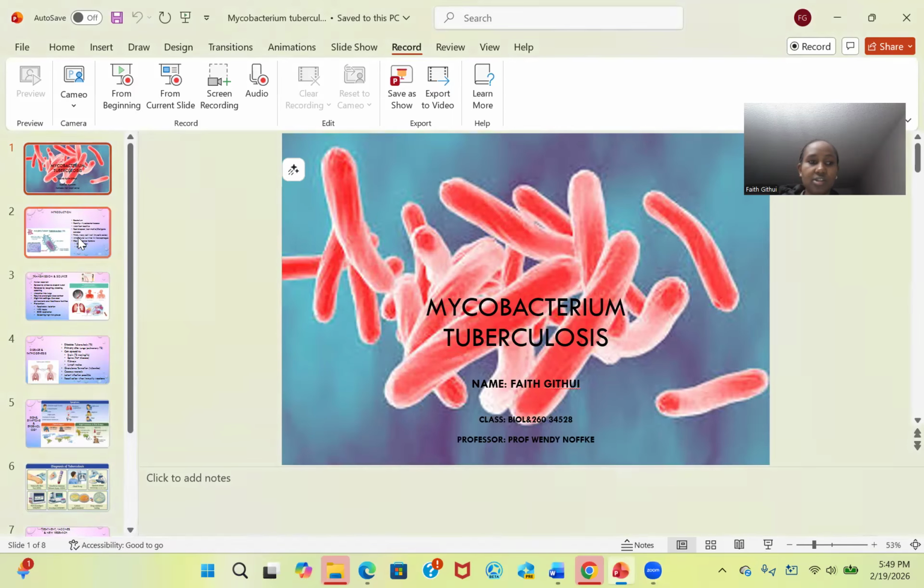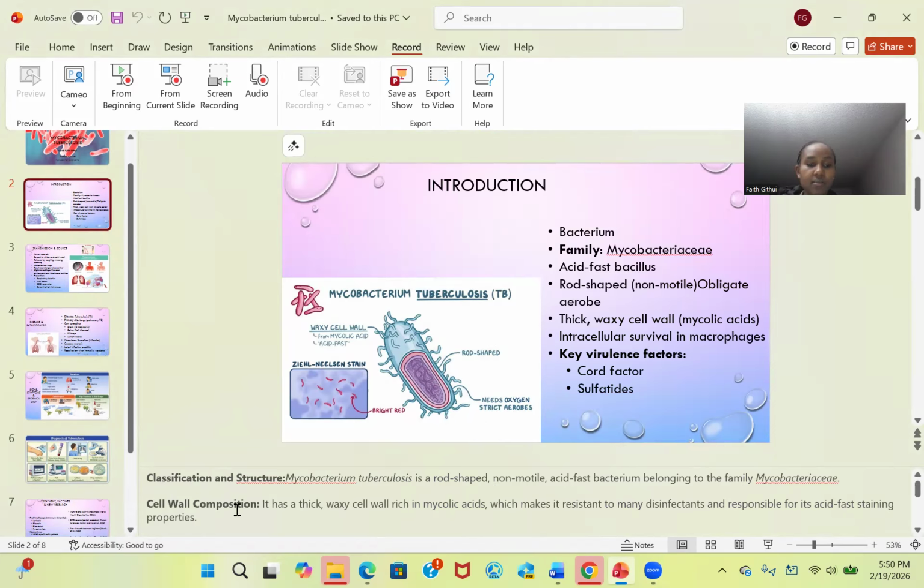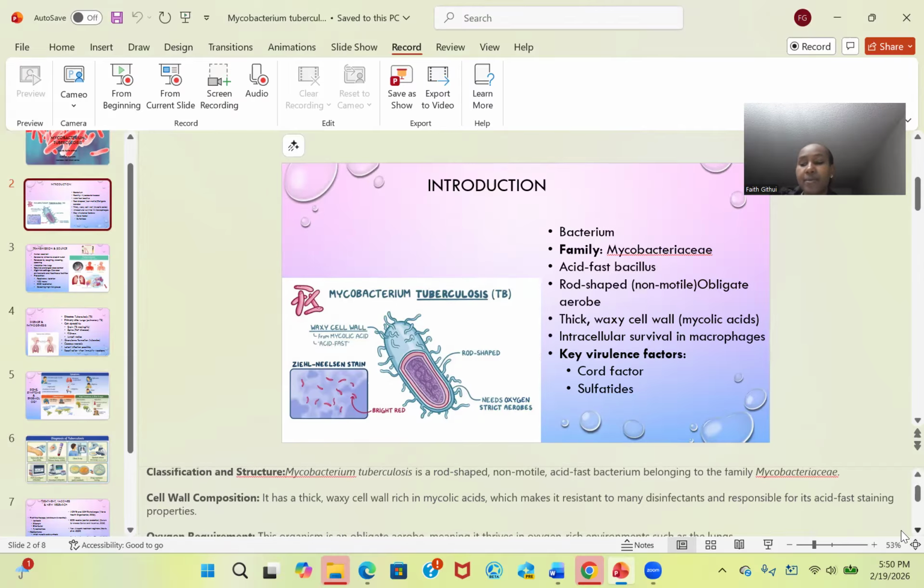I'll start with the introduction, classification and structure. Mycobacterium tuberculosis is a rod-shaped, non-motile, acid-fast bacterium belonging to the family of Mycobacteriaceae. The cell properties and composition. It has a thick waxy cell wall rich in mycolic acids, which makes it resistant to many disinfectants and responsible for its acid-fast staining properties.